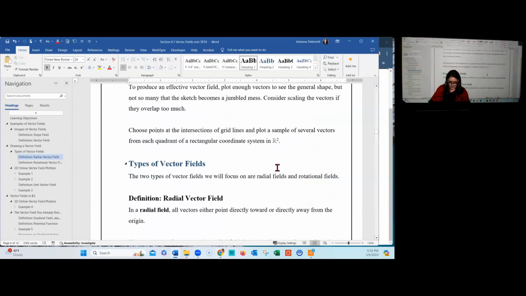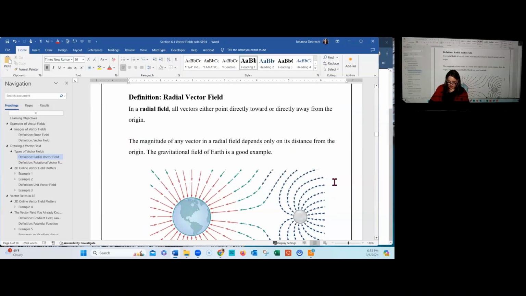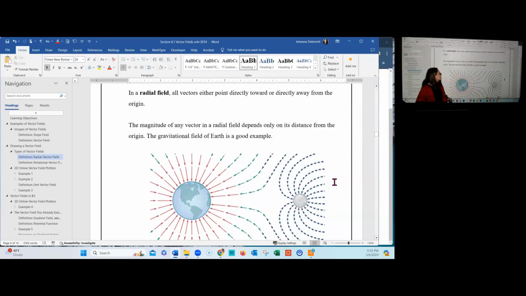Let's talk about the radial vector field that we talked about earlier when we talked about the gravitational field of Earth. In a radial field, the magnitude of any vector only depends on its distance from the center or the origin of the gravitational field. So for example, if I'm out here at this circle, then I know that at that point, the gravitational field is the same at all points on the circle. Notice also that in a radial field, the gravitational vectors are perpendicular to the circle at that point.